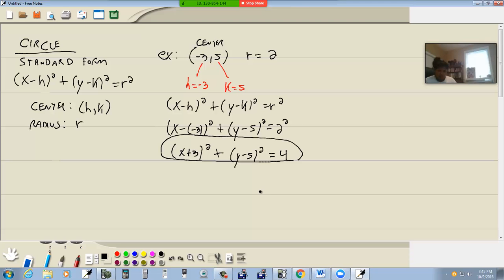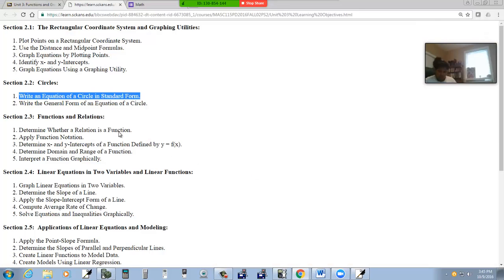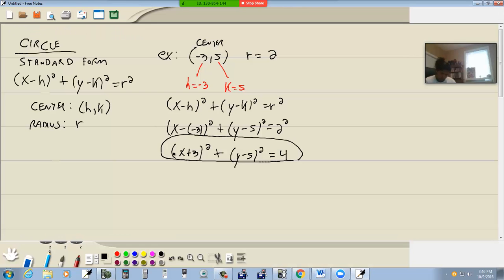Now the second thing they're asking us to do in this section is to write the general form of an equation of a circle. That's kind of vague what that's implying, so I'm going to show you two different ways. One of them is if you have it in standard form, general form typically means you get rid of parentheses, so let's do that first. So (x plus 3) squared means (x plus 3) times (x plus 3). (y minus 5) squared means (y minus 5) times (y minus 5).